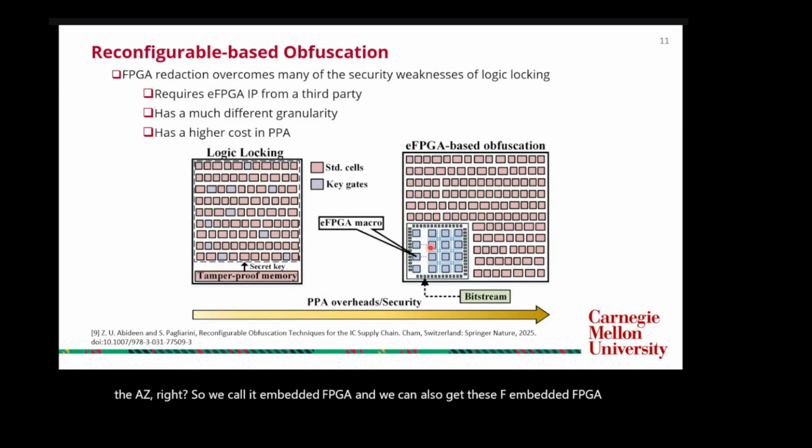Okay, so what we have to do is take the logic, find a critical or sensitive part of the logic, and keep that logic as minimal as possible and try to map this logic to the eFPGA and generate a bit stream. The rest of the logic, the majority of the circuit, will be mapped to the standard cells, as usual, as we have in the layout.